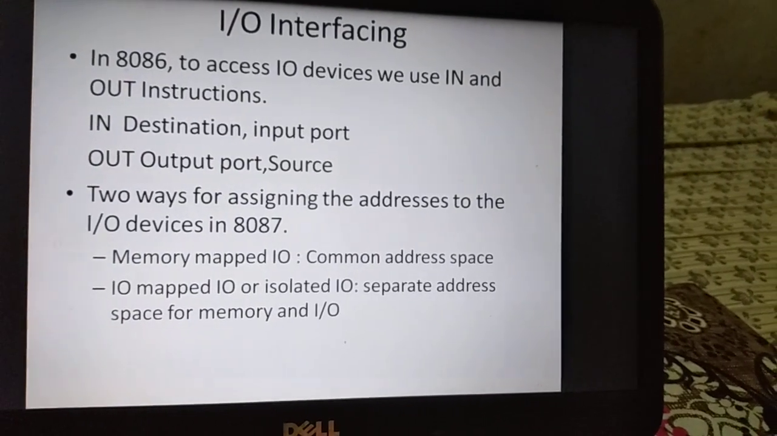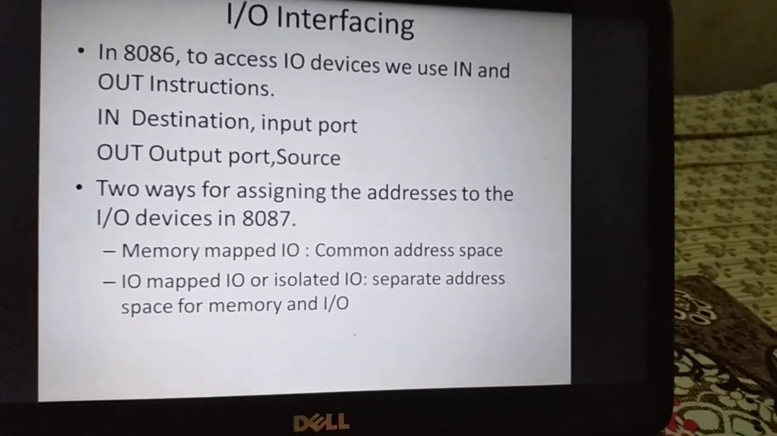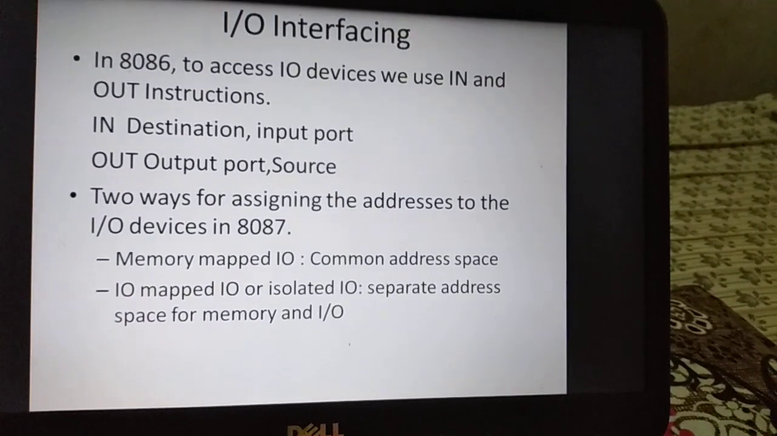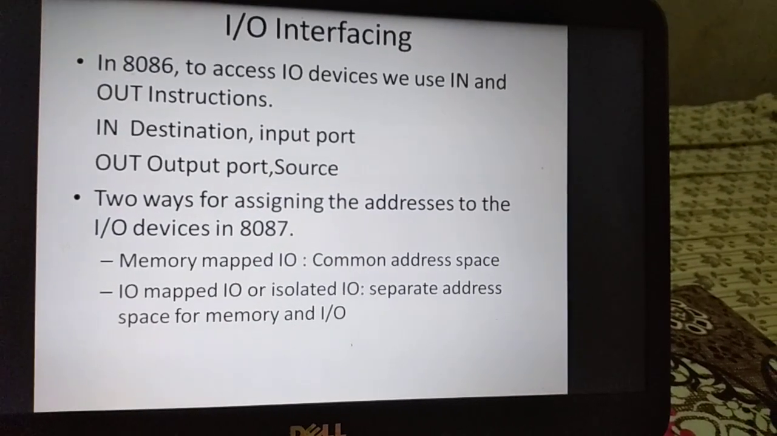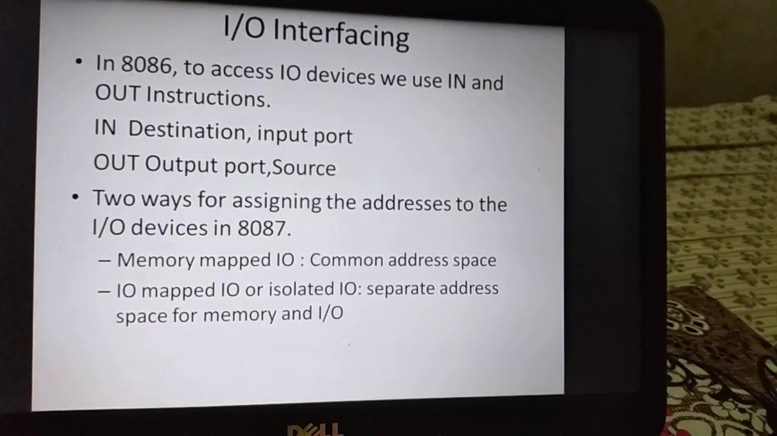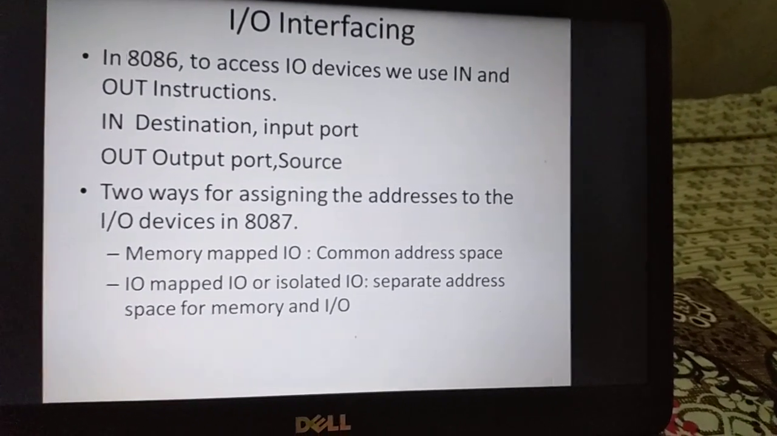Similarly, for writing to an output device, we use the instruction OUT. The syntax is OUT output port, comma, source. The output port address can again be an 8-bit address or a 16-bit address, and the data that we are going to write can again be 8-bit data or 16-bit data.